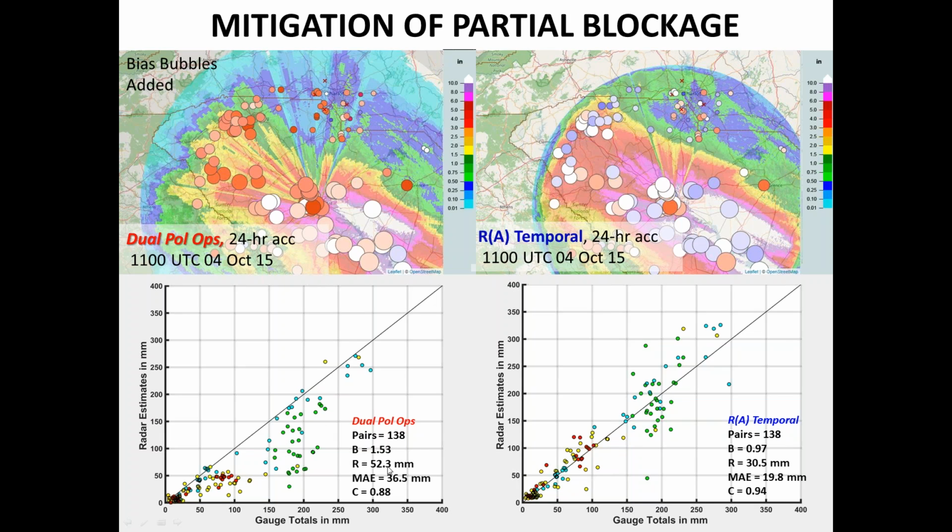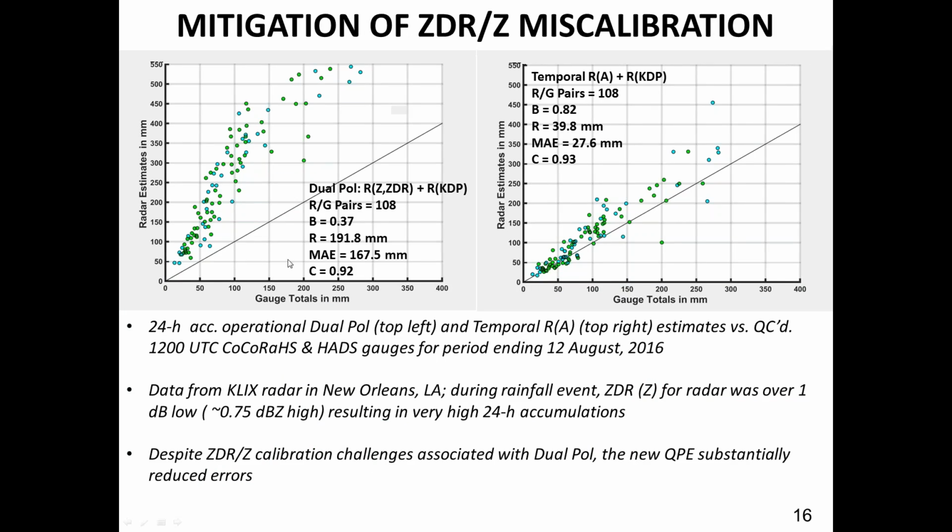There's quite a bit of a big difference in the errors. But also, we're seeing cases where there is mitigation of the ZDR and Z calibration challenges. What you see here is radar QPE versus gauge totals. These are 24-hour totals. On the left here is the dual pol data. On the right is the temporal R sub A, R sub KDP QPE. This is for a 24-hour period on the 11th and 12th of August, 2016.